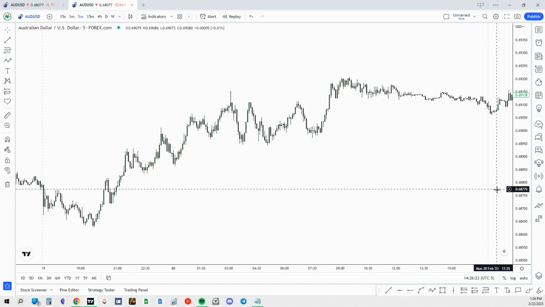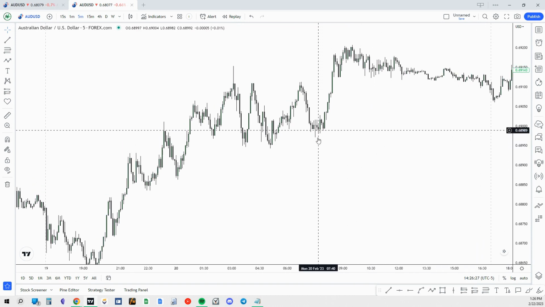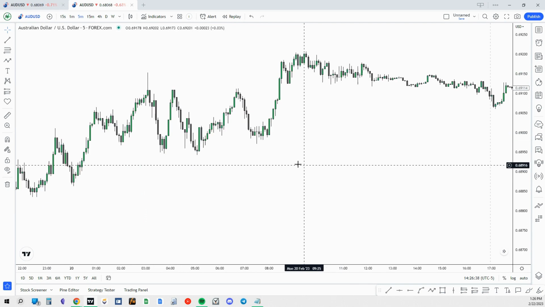I just want to show you these examples for actually applying it as a change of character. And once I show you these two, there's also a few other ones that I want to show you to prove the point that this is not the end all be all for entering a trade.